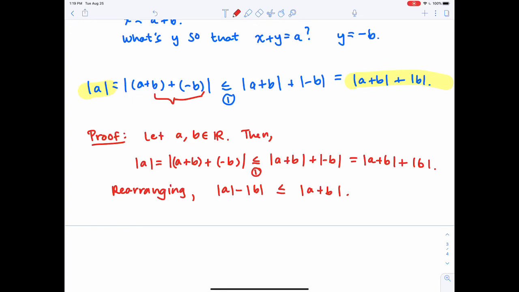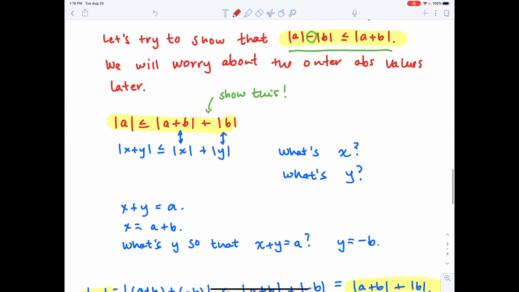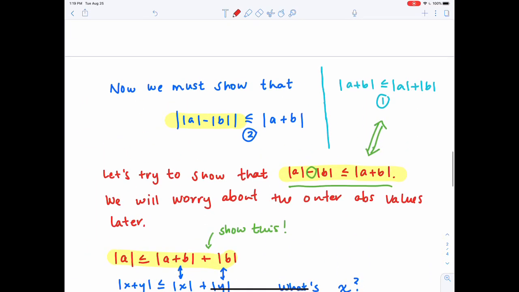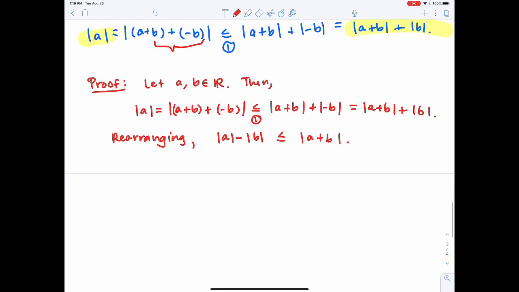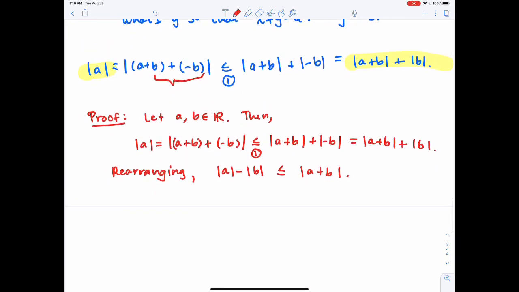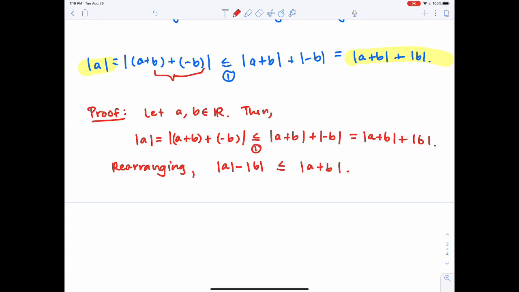Now we have to take a step back and say, are we done? Did we prove what we were trying to show? Remember what our goal was. We were trying to show this inequality number 2 up here. And notice we're not quite done, because we need to think about how the absolute values are supposed to come back in. So what happens when I add the absolute values back in?